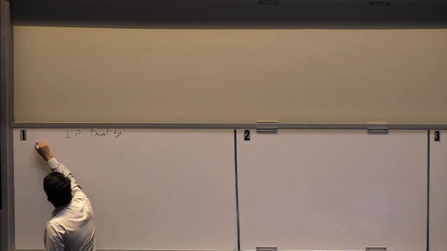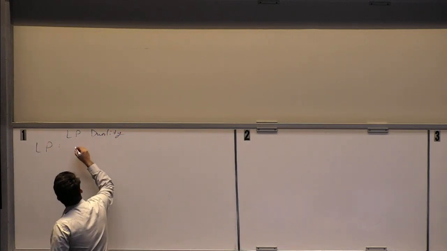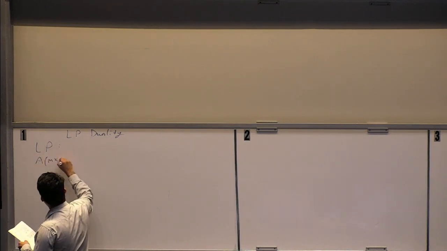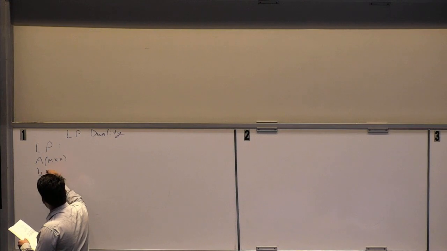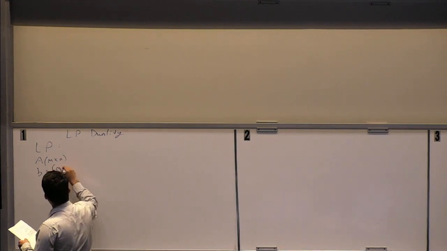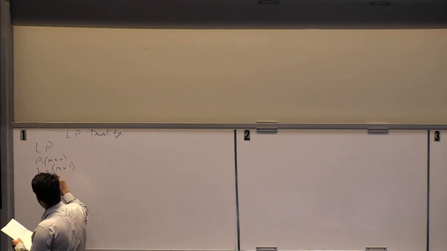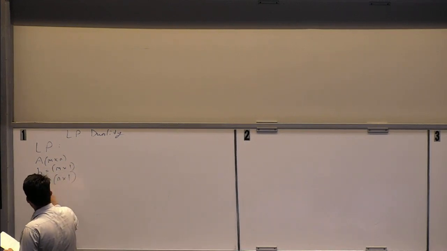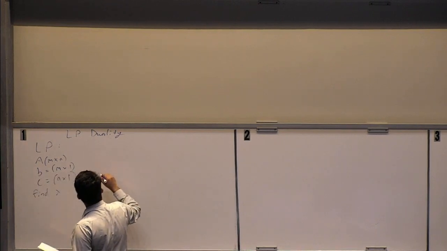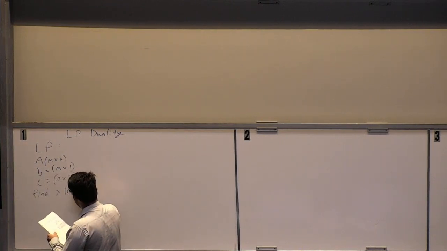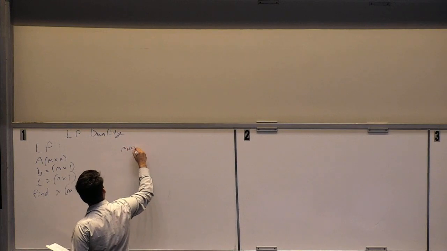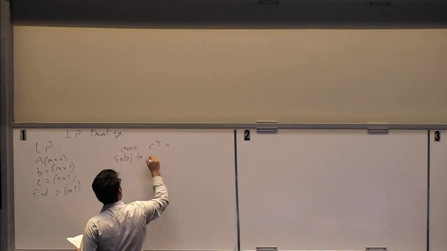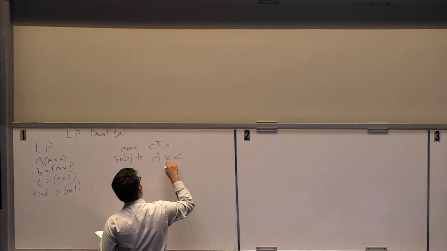So you're given an LP, and an LP is in standard form where you're given A, which is an M by N. You're given B, which is an M by 1. And you're given C, which is an N by 1. And you're asked to find some X, which is an N by 1, such that you want to maximize C^T X subject to AX is less than or equal to B, right?